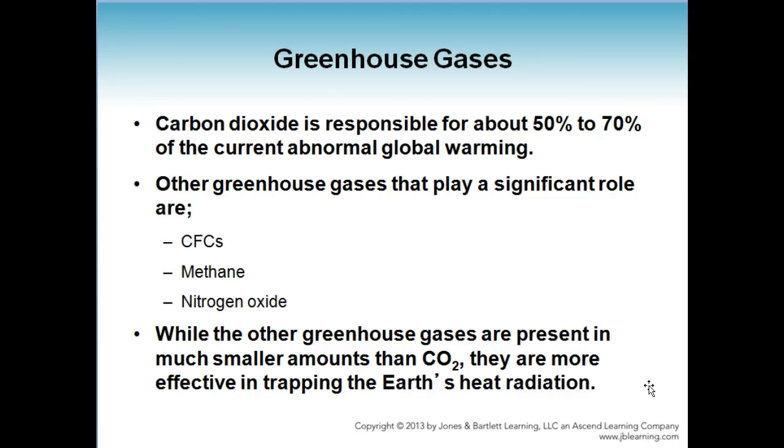While other greenhouse gases are present in much smaller amounts than CO2, they are more effective in trapping the Earth's heat radiation.